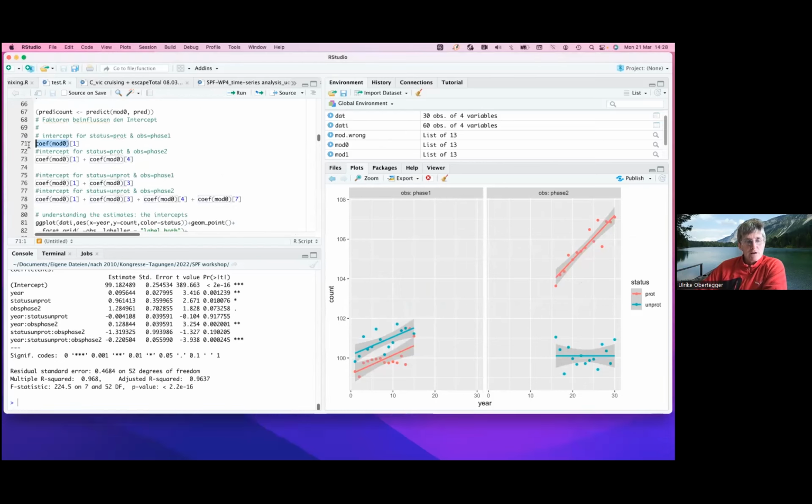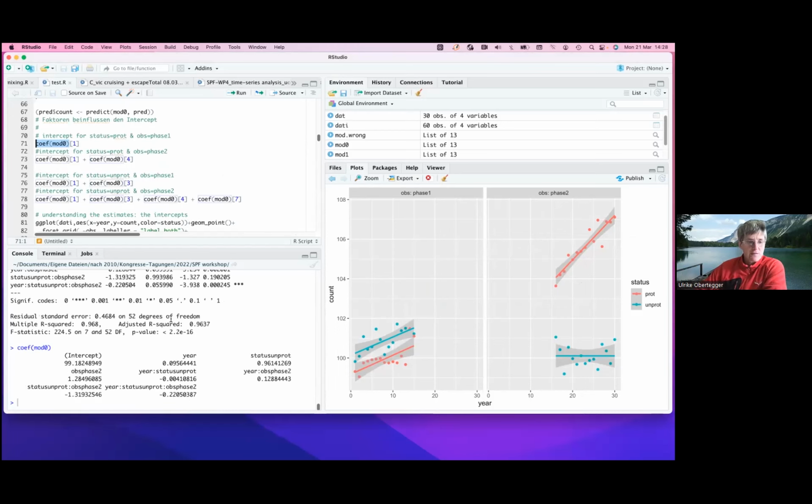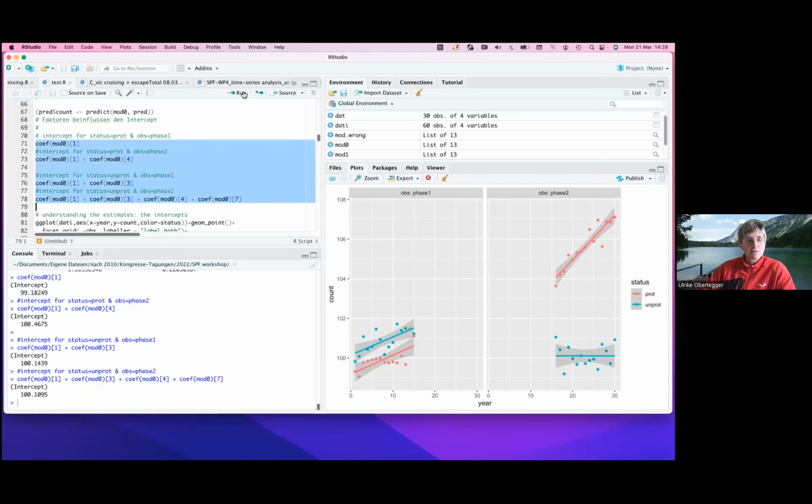With coef, also our model that we are considering is the mode 0. With coef, you get all the coefficients. And here it's just that you take the baseline and you add the required coefficient to get the intercept for the different models. So here I did it step by step, and when we execute all those lines, we get the same numbers as I showed on the PowerPoint.